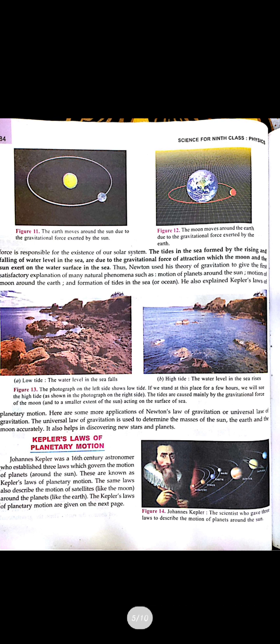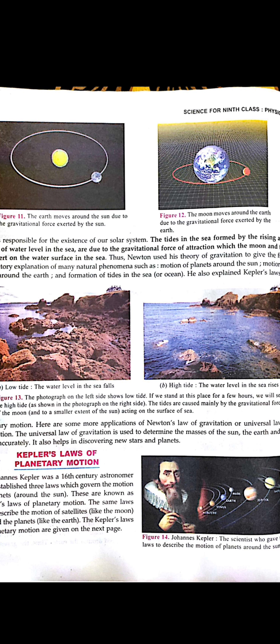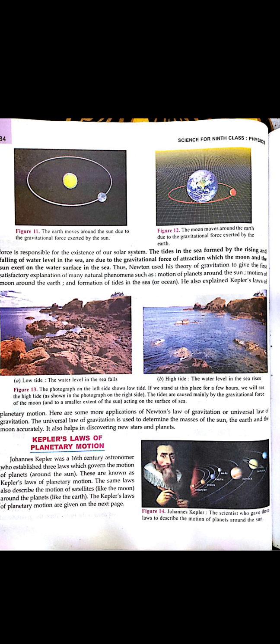And we have learned that there are various effects of this gravitation throughout the universe. The planets revolving around the sun, the earth revolving around the sun, is due to gravitation, and the moon that moves around our earth is due to the force exerted by the earth, that is, the gravitational force. In the seas we can see high tides and low tides. These tides in the seas are formed by the rising and falling due to gravitation itself. The water level moving from the highest tide to the lowest tide is due to the gravitational force of attraction.